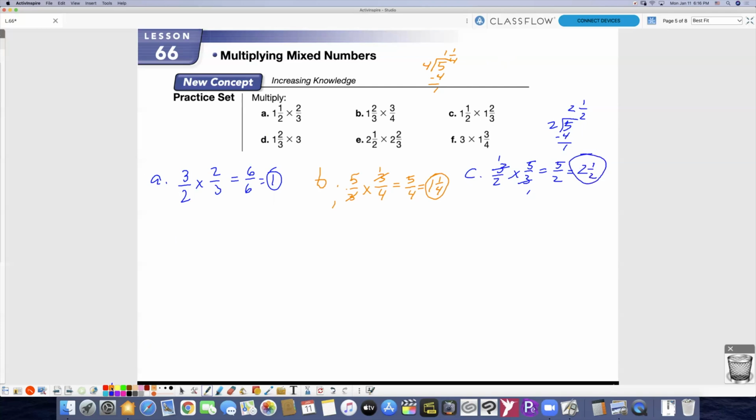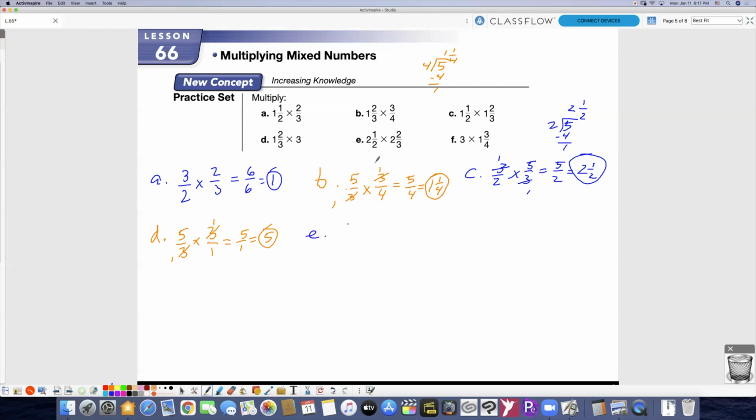Letter D. 1 2/3 times 3. So for letter D, again, I'm going to convert this into an improper fraction. 3 times 1 is 3, plus 2 makes 5/3 times 3. What do you have to do with the 3? Well, it's a whole number. You have to put it over 1. Now you just multiply those out. You can recognize that. Hopefully that cancels it out, and all you're left with is 5/1, which is the same as 5.